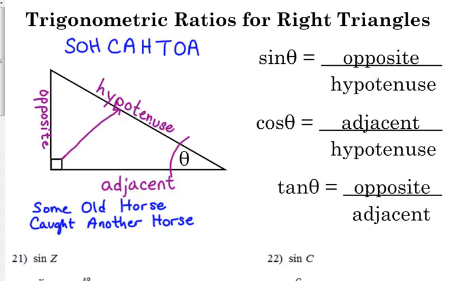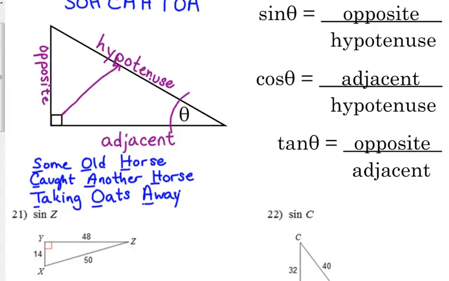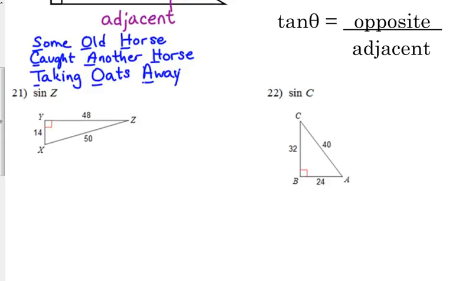There are tons of different ways to remember these. Those are just several different mnemonic devices to help you remember. Sine is opposite over hypotenuse, cosine is adjacent over hypotenuse, tangent is opposite over adjacent. Whatever works for you, I don't care. If you want to come up with your own, go for it. Just keep it appropriate. If it helps you learn it, good. So let's use these. Let's look at example 21.